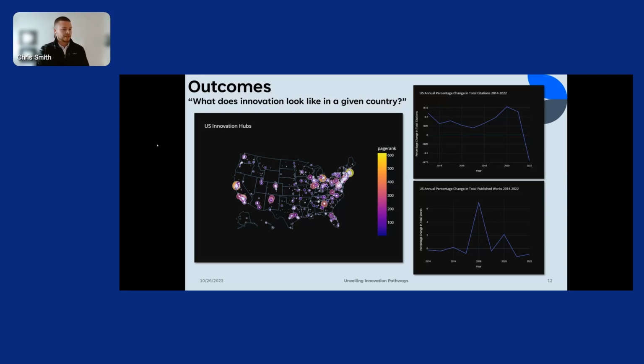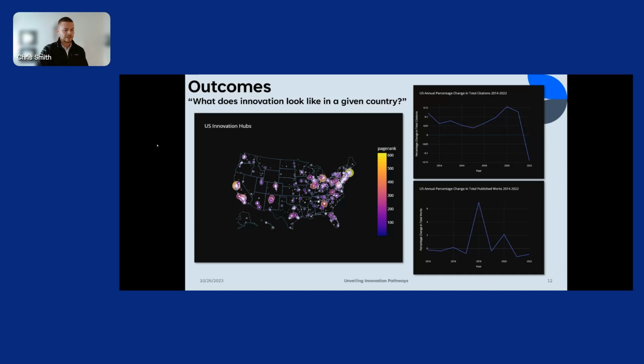First, what does innovation look like in a given country? Well, the great thing is, since those entities are entity resolved, our universities actually are going to have latitude and longitude on them. So we can take that piece of data and the PageRank that we've written graph-wide to plot those geographically and provide this interesting insight into where influential innovation hubs are around the world. Or in the United States.